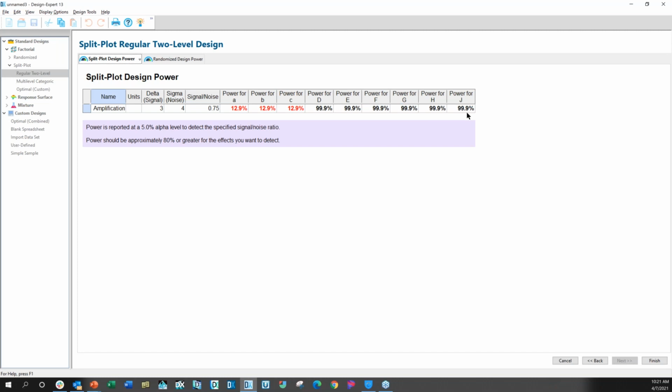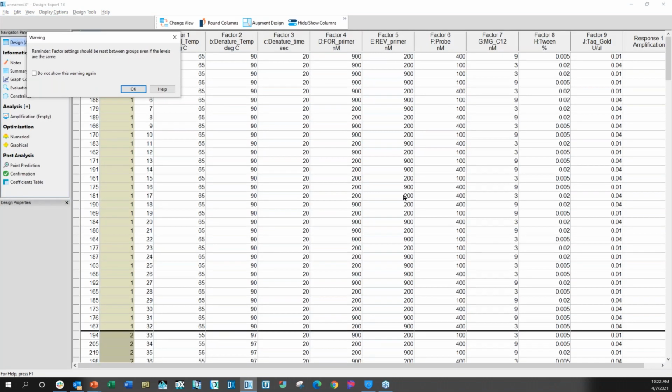So here we're starting to see the pros and the cons. The big con is the loss of power for the whole plot factor. The big pro is we can do the experiment, right? We can't do the completely randomized experiment. At least we can do this experiment. Now, a little pro is you also improve the power for the subplot factors. But the big pro is we can do the experiments. Okay, so then we can finish this up and build our design.